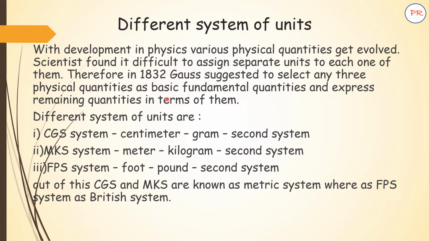Now some of the popular systems are the CGS system. In this system, centimeter was the unit for length, gram was the unit for mass, and second is the unit for time. Another system is MKS. Meter is the unit for length, kilogram is the unit for mass, and second is the unit for time. And another one is FPS. This is a British system. Length is measured in foot, mass in pound, and time in seconds.